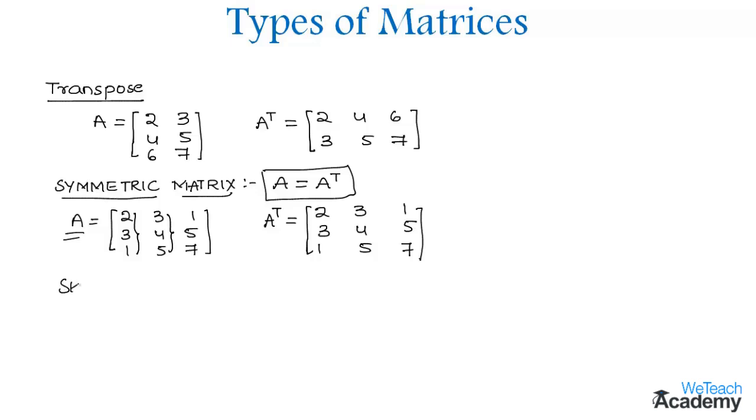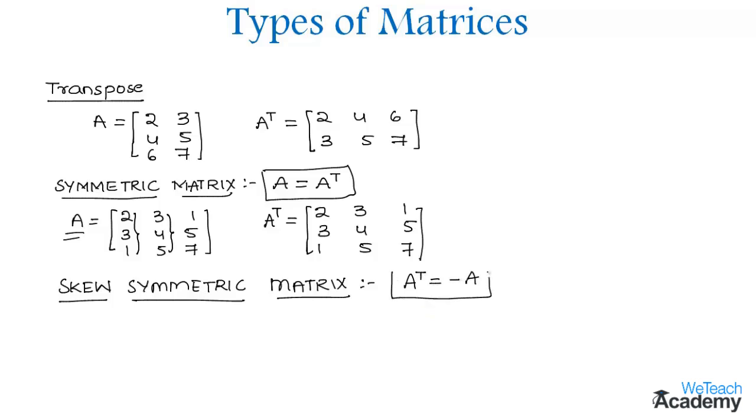And then let us discuss the skew symmetric matrix. A matrix A is said to be a skew symmetric matrix if A transpose is equal to minus A. So here these are the different types of matrices which we are going to deal with in our upcoming videos.